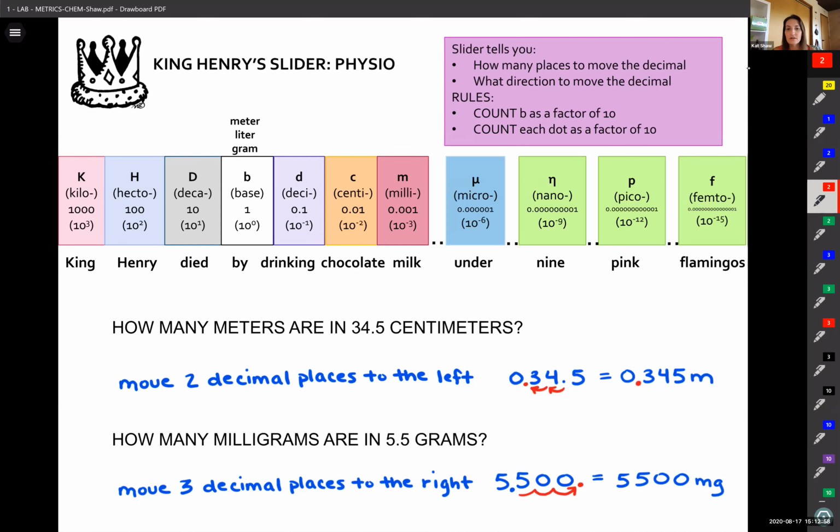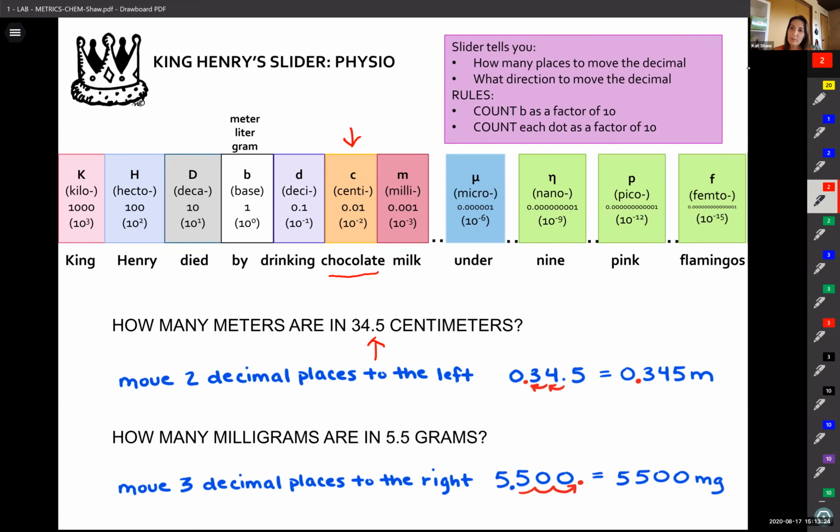How many meters are in 34.5 centimeters, right? We start with our 34.5. There's our decimal point right there. And we find centimeters here on our King-Henry slider. Centimeters is denoted by our chocolate, for our chocolate milk, right? There's our starting point. We start here.